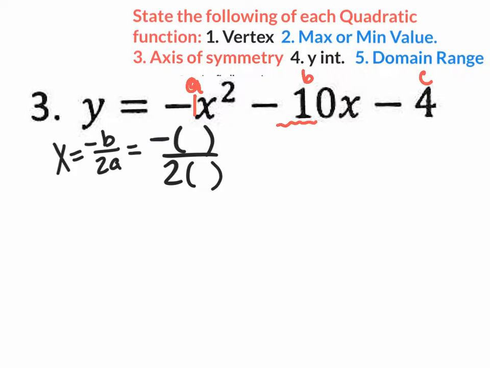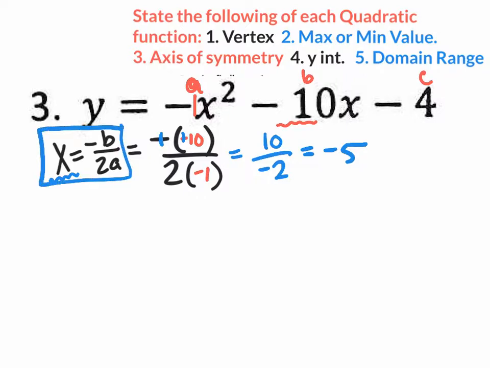But anyway, my b value is negative 10, plug that into the parentheses. My a value is negative 1, put that into the parentheses. And up on the numerator, the minus minus becomes plus plus. So I end up with positive 10 over negative 2, because 2 times negative 1 is negative 2. So what is my x value here? It's negative 5. What did I just find? I found my x value of my vertex, right? This right here is called the vertex formula, and it gives you the x value of your vertex.